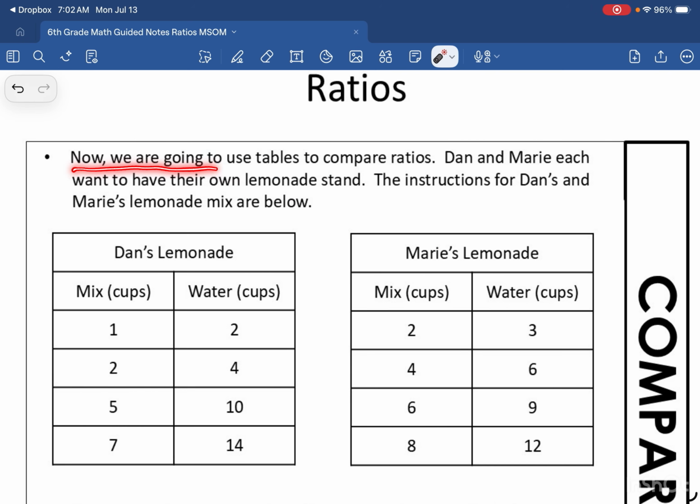Now we are going to use tables to compare ratios. Dan and Marie each want to have their own lemonade stand. The instructions for Dan's and Marie's lemonade mix are below. So it says 1 cup of mix to 2 cups of water, 2 cups of mix to 4 cups of water. So this is Dan's lemonade and this is Marie's lemonade.